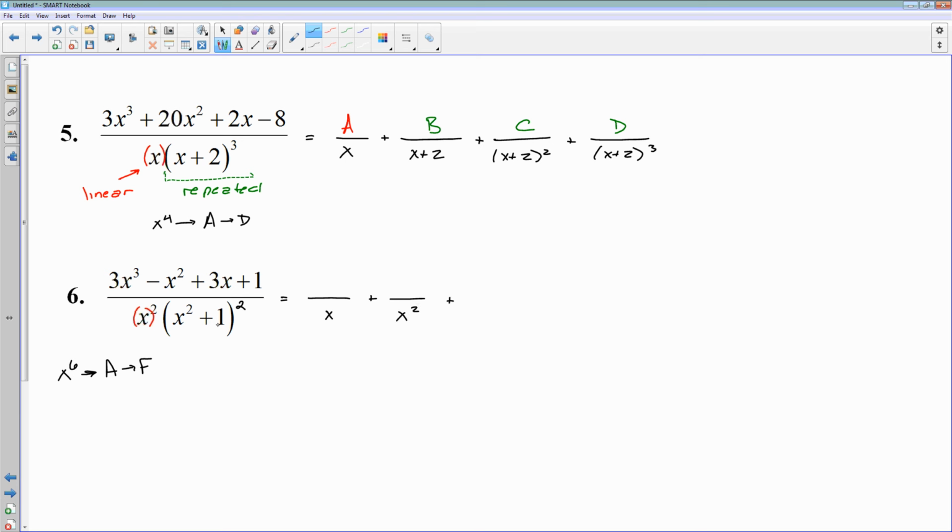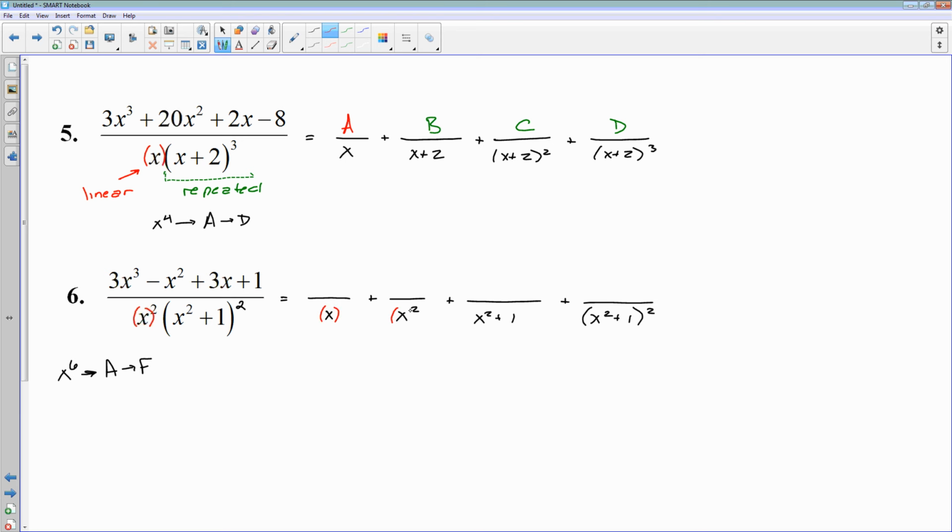And now I have (x² + 1) all squared. So I'm going to start off with (x² + 1) to the first, and then (x² + 1) all squared. And I'm keeping in the back of my mind, I need 6 letters.